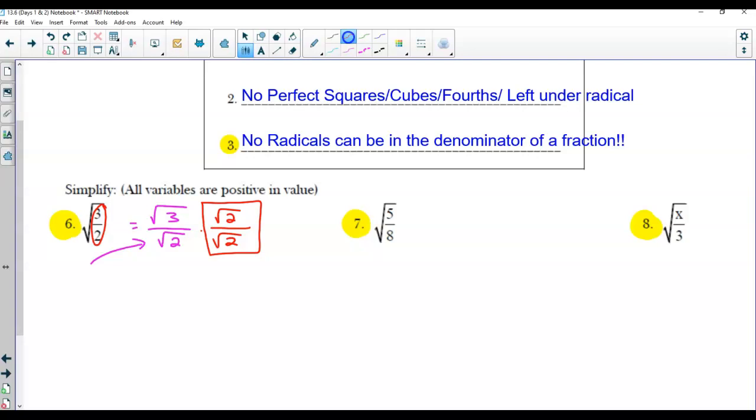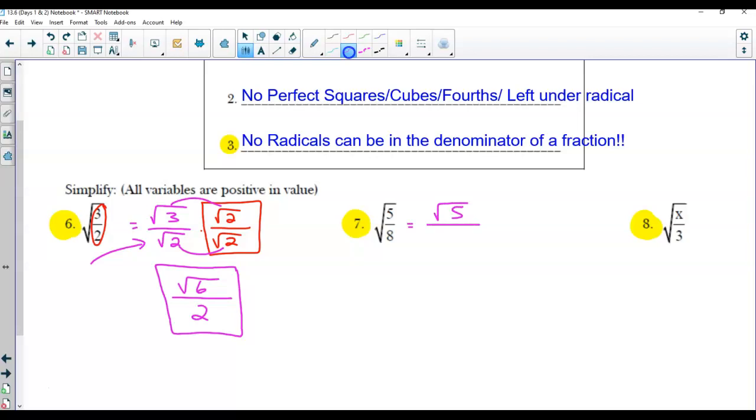But the beauty is, if I take the square root of 3 times the square root of 2, well, I get the square root of 6 over the square root of 2 times the square root of 2 gives me just 2. And now my radical's out. I have no perfect anythings in there, no negatives, so that is going to be the square root of 6 over 2.